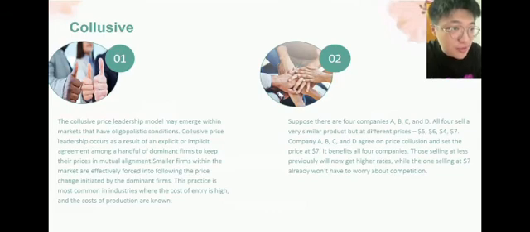The exclusive price leadership model may emerge within markets that have oligopolistic conditions. For example, suppose there are four companies, A, B, C, and D. All four sell a very similar product, but at different prices: $5, $6, $4, $7. Companies A, B, C, and D agree on a price and set the price at $7. It benefits all four companies. Those selling at a lower price previously will now get higher rates, while the one selling at $7 already won't have to worry about competition.